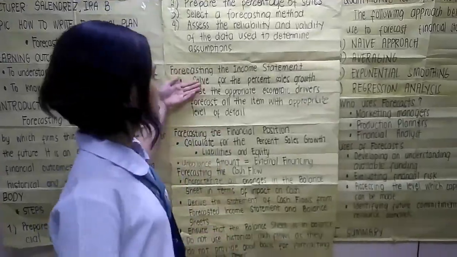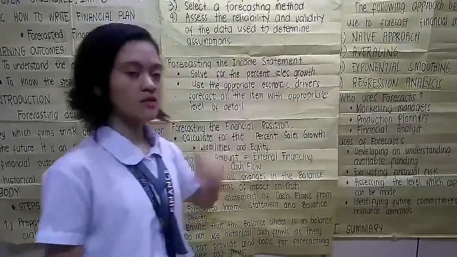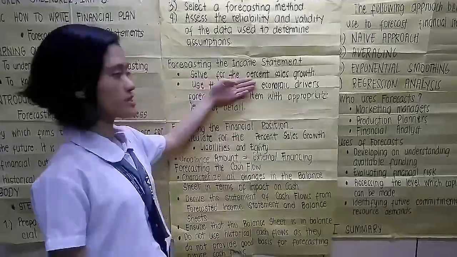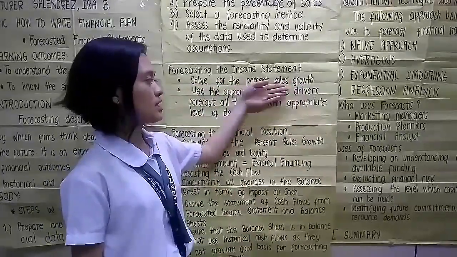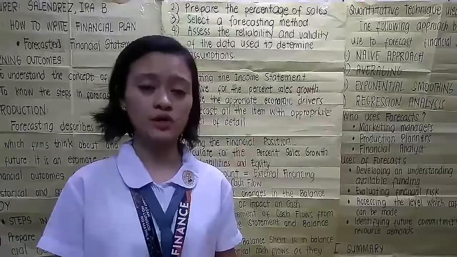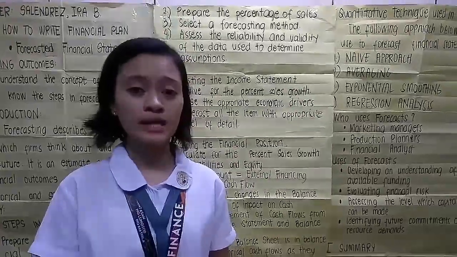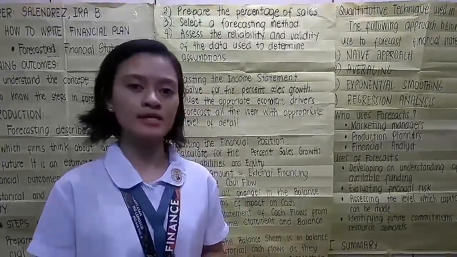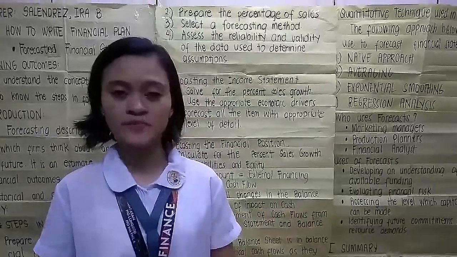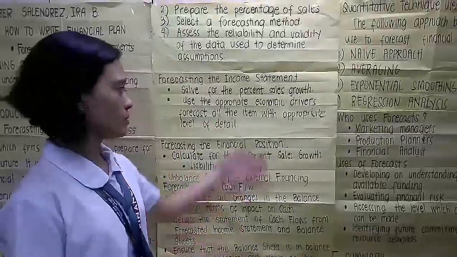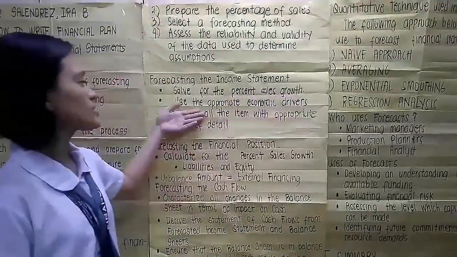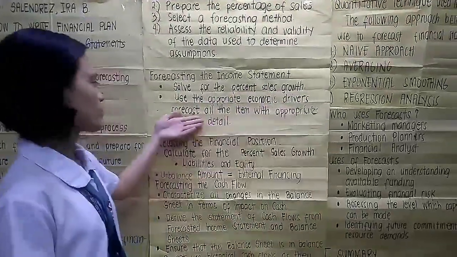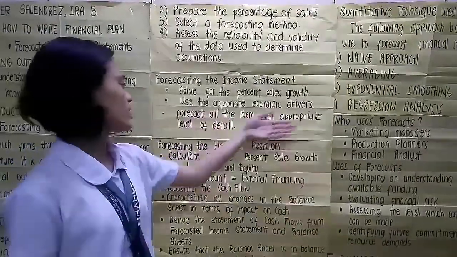First is to forecast the income statement. The first procedure is to solve for the percent sales of goods. The percent sales of goods can be determined by first estimating the year-by-year sales revenue and expenses. Second is to estimate the levels of investment needed to meet the estimated sales. And third is estimating the financial needs. In solving the percent sales rule, use the appropriate economic drivers to forecast all the items with the appropriate level of detail.